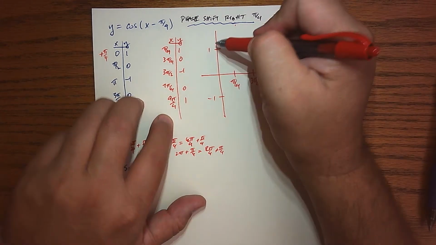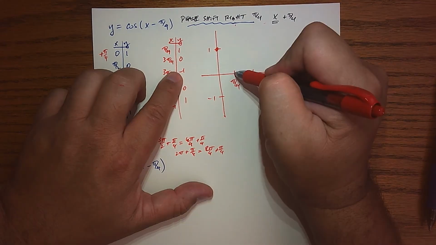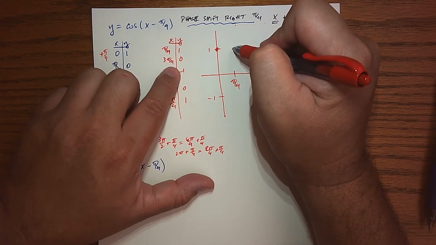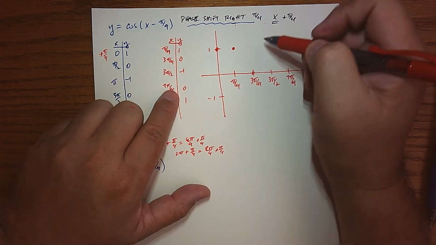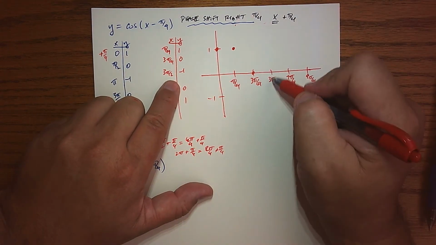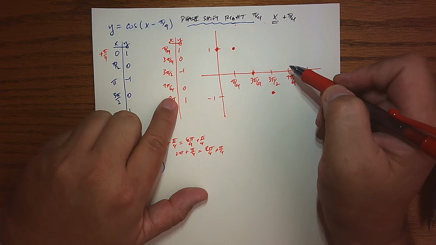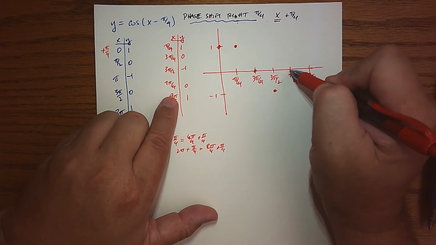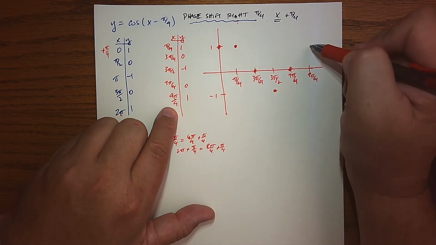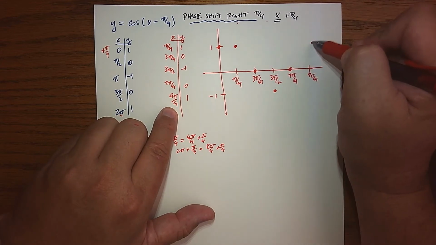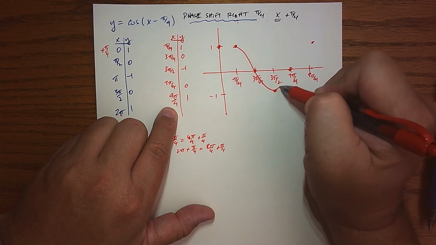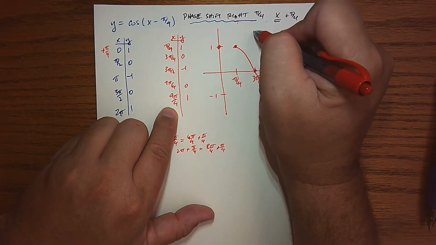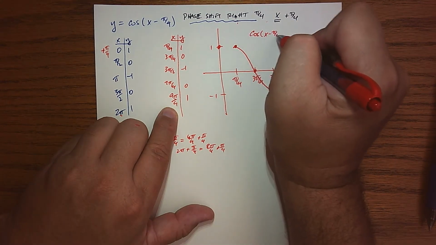And so our graph starts at 1, because we're at pi over 4, 1, 3 pi over 4, 0, 3 pi over 2, negative 1, 7 pi over 4, 0, and then 9 pi over 4, and we're back at 1. So here would be the graph of the cosine that's been shifted over. This would be cosine of x minus pi over 4.